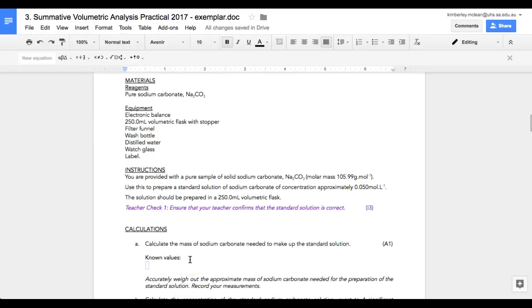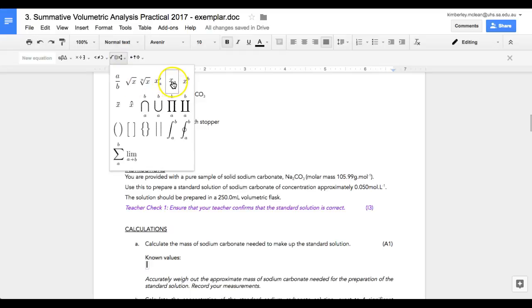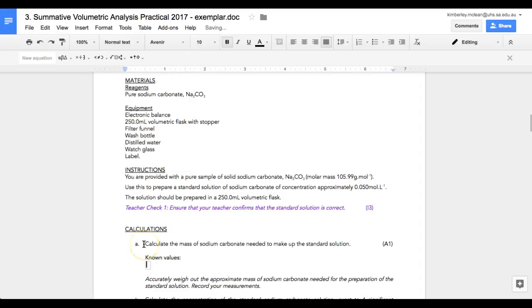So our very first known value is the molar mass of sodium carbonate. What I'm going to do here is insert a little subscript function, so x with a little subscript a. My x will be the molar mass, and then I'll use the right arrow to drop down into that subscript section, put an open bracket, and then I'm going to insert the Na2CO3 formula.